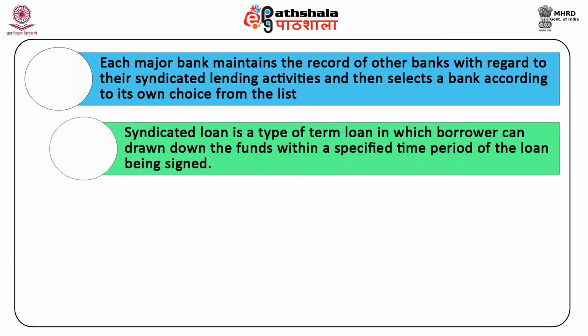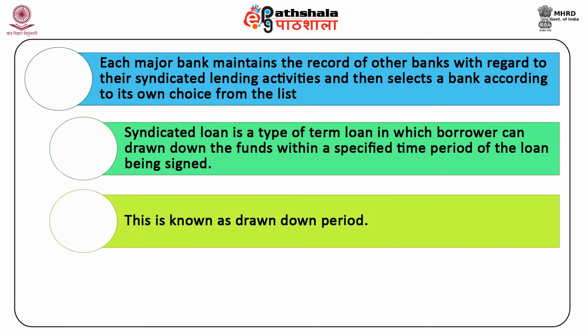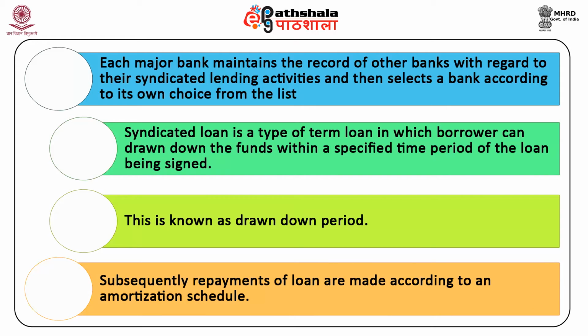A syndicated loan is a type of term loan in which the borrower can draw down the funds within a specified time period of the loan being signed. This is known as the drawdown period. Subsequently, repayments of the loan are made according to an amortization schedule.